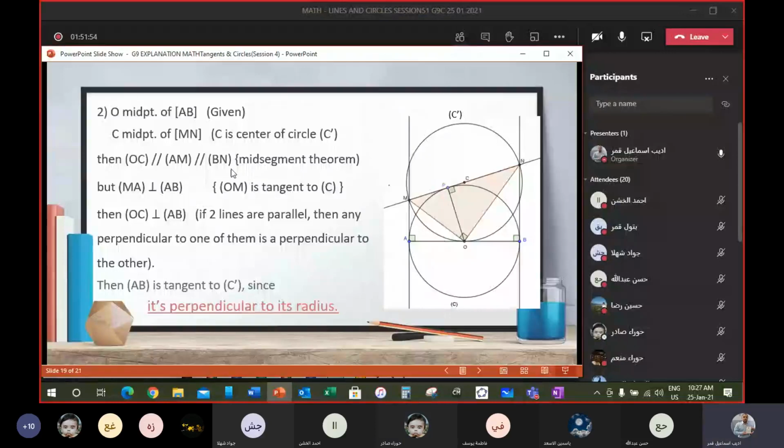Okay, so I have O the midpoint of AB and C the midpoint of MN. Now we need to remember rules from last year, which is the right trapezoid. This quadrilateral NBAM is a right trapezoid because this angle is 90 and this angle is 90. So I also remember the midsegment theorem in the right trapezoid or in the trapezoid, meaning the segment joining the two midpoints of the two non-parallel sides in a trapezoid is parallel to the bases and equal to half their sum. We will review this twice. So I have MA perpendicular to AB, property of tangency, and OC perpendicular to AB. If two lines are parallel, then one of them being perpendicular to a line means the other is perpendicular to it, then AB is tangent to circle C prime.